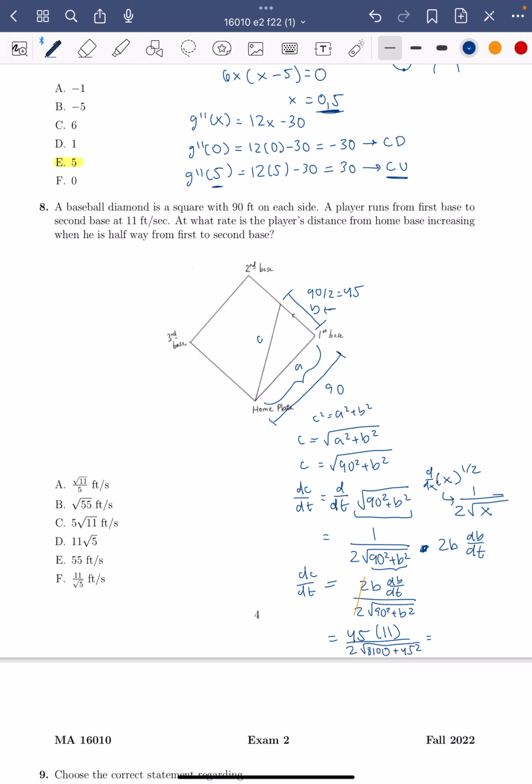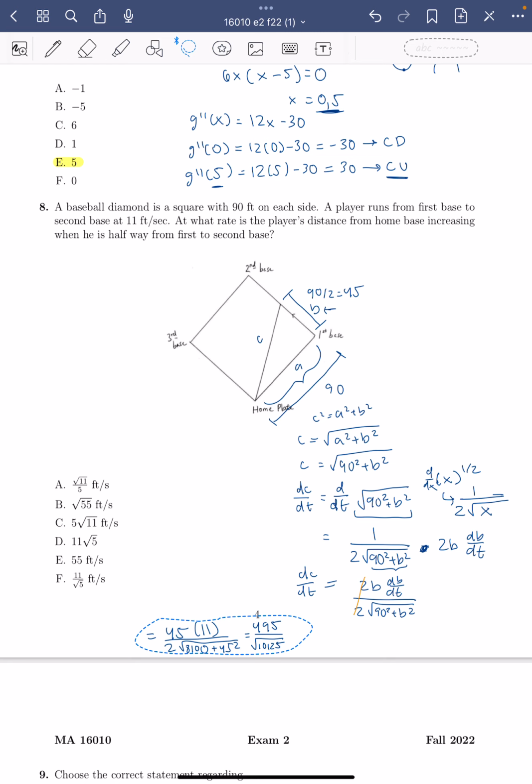If we simplify this, we would get 495 over the square root of 10125, which equals 495 over the square root of 5 times 2025, which equals 495 over, let's see, the square root of 5 times 45 squared, and that equals 495 over 45 times 1 over root 5, which simplifies to 11 over root 5, which gives us an answer of F.